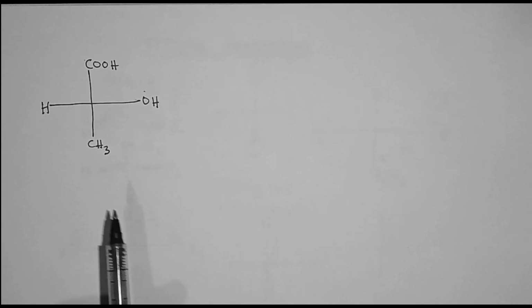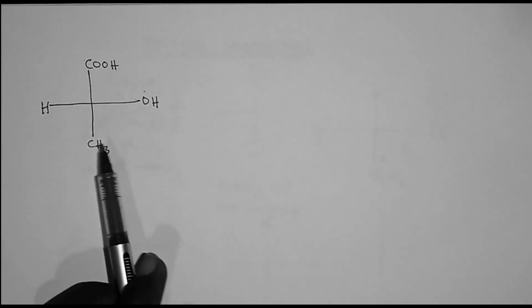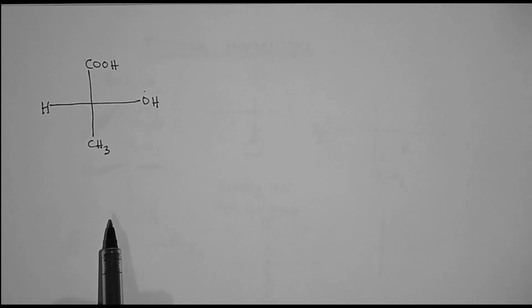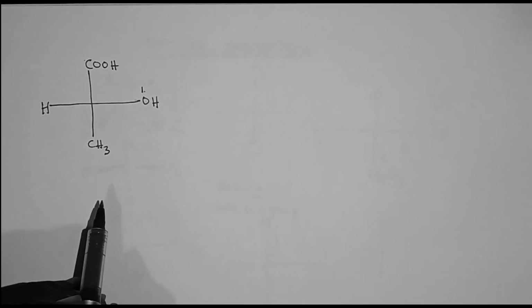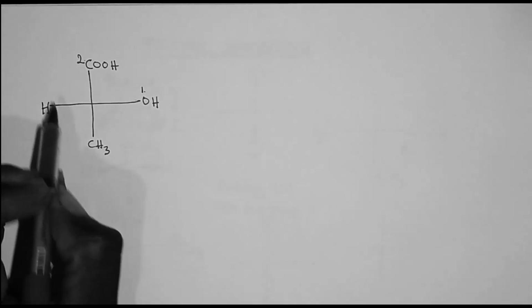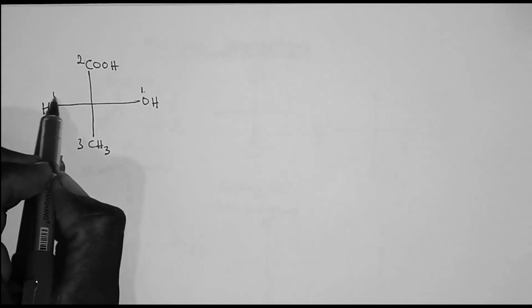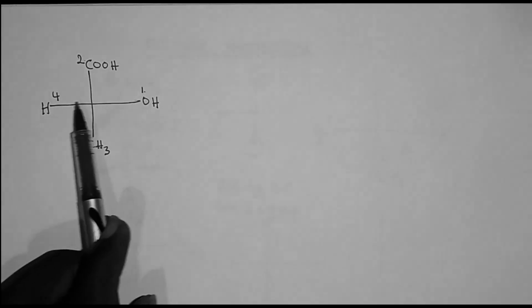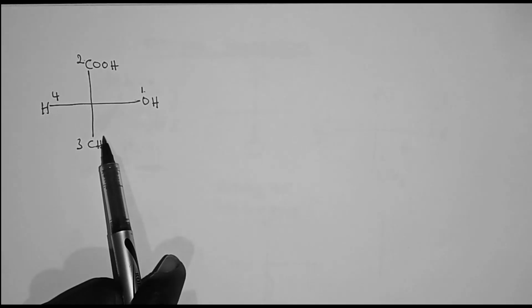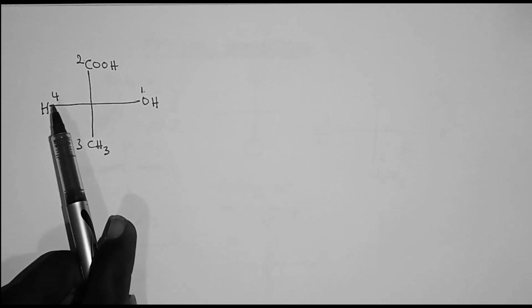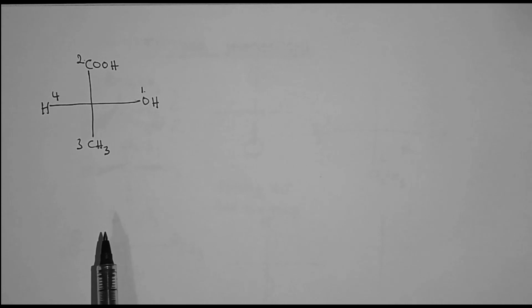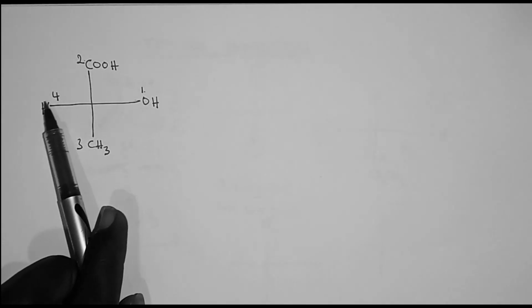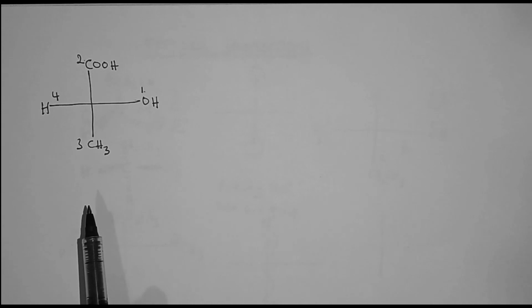Let us consider this molecule. What is the configuration of this molecule? Is it an R or is it an S? If you assign groups, this is 1, and this is 2, and this is 3, and then the proton is 4. However, we said that in assigning configuration, the proton, which is the least group, must always be on top. But in this case, it is on the horizontal line.